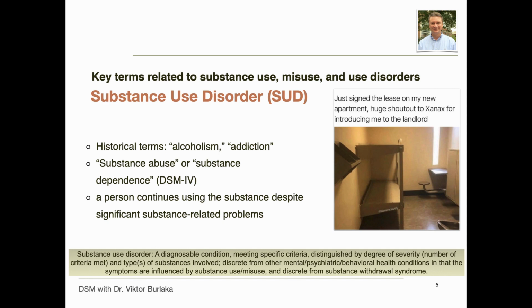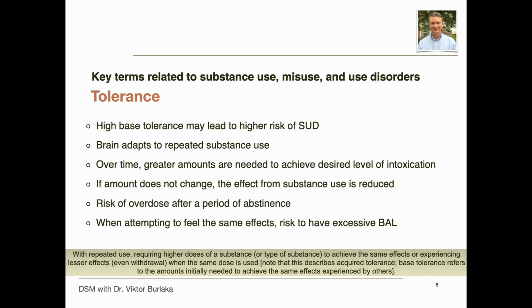Historically, terms like alcoholism and addiction were used. The Diagnostic and Statistical Manual of Mental Disorders, 4th edition, called it either substance abuse or substance dependence. A key feature of a substance use disorder is that individuals continue using the substance despite significant substance-related problems.